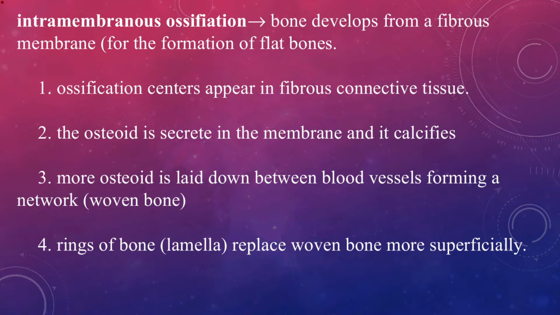So we start with this fibrous connective tissue, and then we have that osteoid, that organic material that is going to be secreted in that membrane, and then it's going to calcify. So it's going to build up calcium there, and then it's going to harden or ossify. And then more osteoid is going to be laid down between blood vessels and form kind of a woven network. Okay. And we'll see a picture of this in a second. And then you'll have rings of bone laid down as well, and that's going to be more superficially.